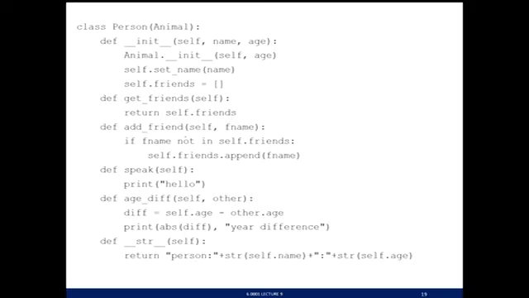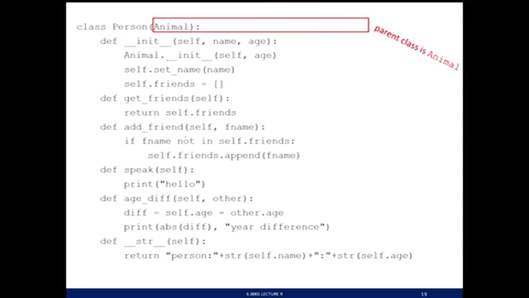So let's look at a slightly more complicated example. We have a class named person. It's going to inherit from animal. Inside this person, I'm going to create an init method, and it's going to do something different than what the animal's init method is doing. It's going to take in self as usual, and two parameters as opposed to one, a name and an age.